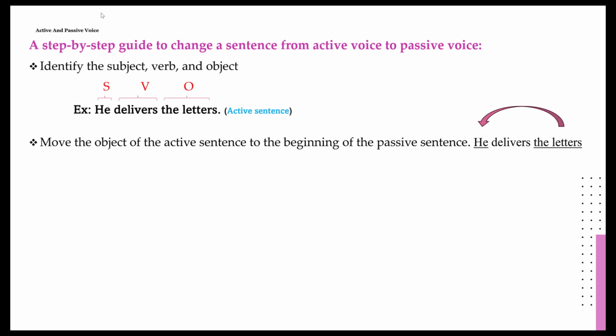I'm going to tell you steps to transfer the active voice sentence to passive voice sentence. The first step is identify the subject, verb, and object in the active sentence. For example, he delivers the letters. He is the subject, delivers is the verb, and the letters is the object. Step 2. Move the object of the active sentence to the beginning of the passive sentence to become a new subject. So, we move the letters to the beginning of the sentence.